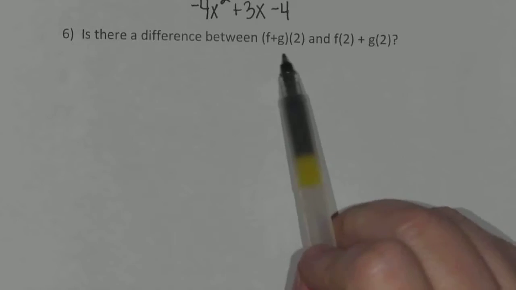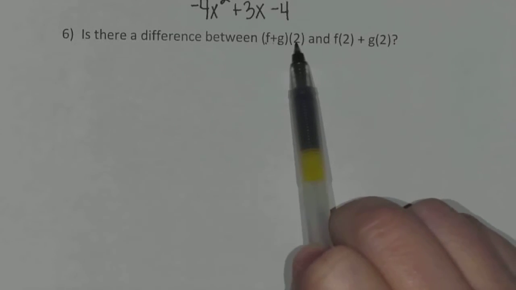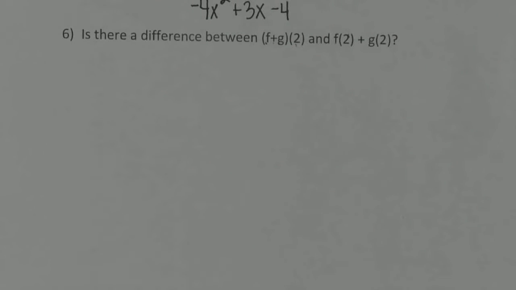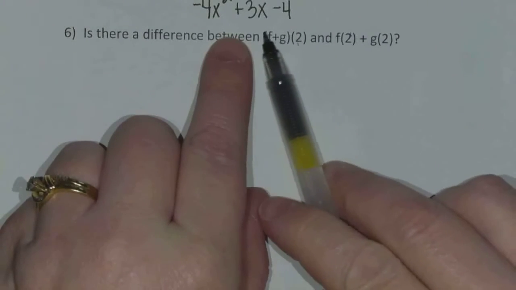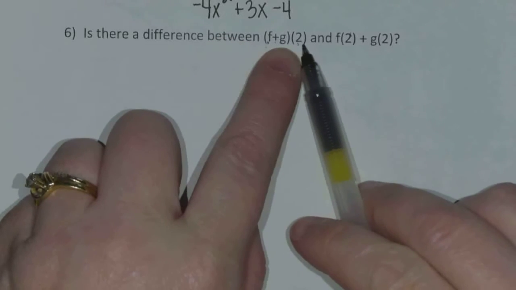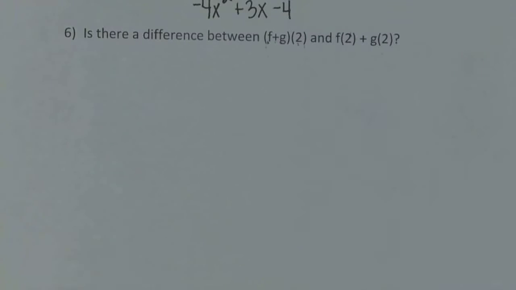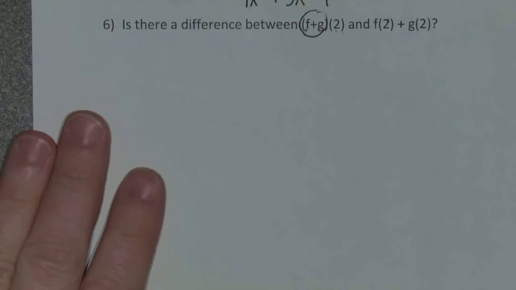Is there a difference between f plus g of 2 and f of 2 plus g of 2? What do you think? Is there a difference if you add them together first and then put 2 through them, or if you put 2 through them separately and then add the answers together? Anybody have a thought? Should we just do the math and see? Okay. So this one says add the two functions together first, right?